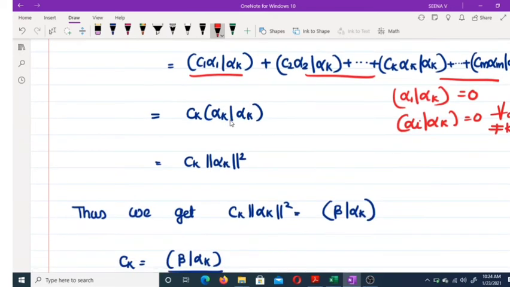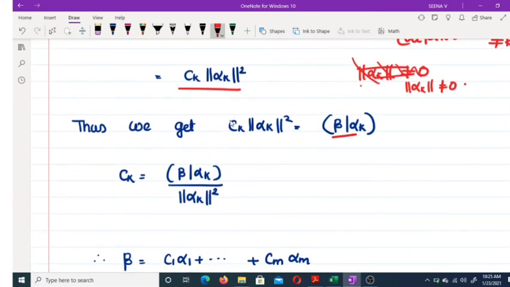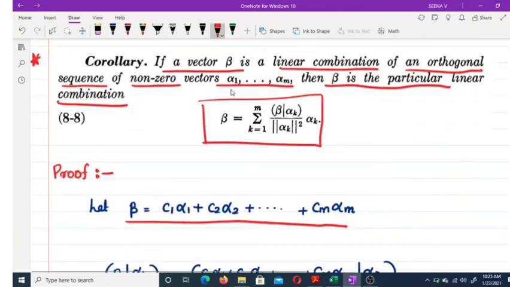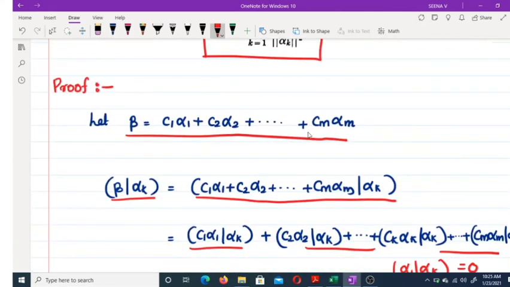So if i equal to k, we get Ck into norm of alpha k square. Now inner product of alpha k and alpha k is equal to norm of alpha k square. But alphas are non-zero, therefore norm of alpha k is not equal to 0. Thus we get Ck into norm of alpha k square is equal to inner product of beta and alpha k. In the earlier case, this is equal to 0. Here we are taking beta equal to this one.